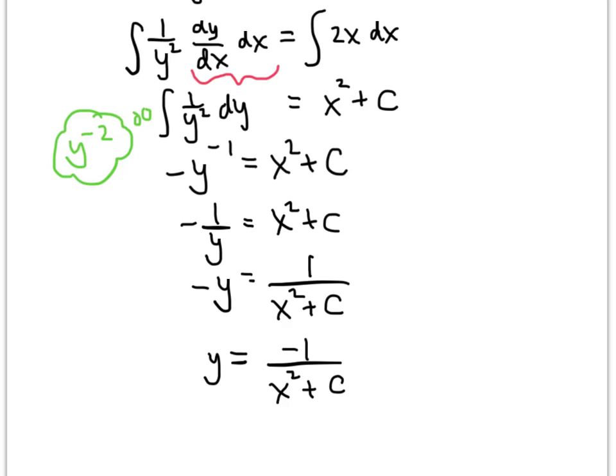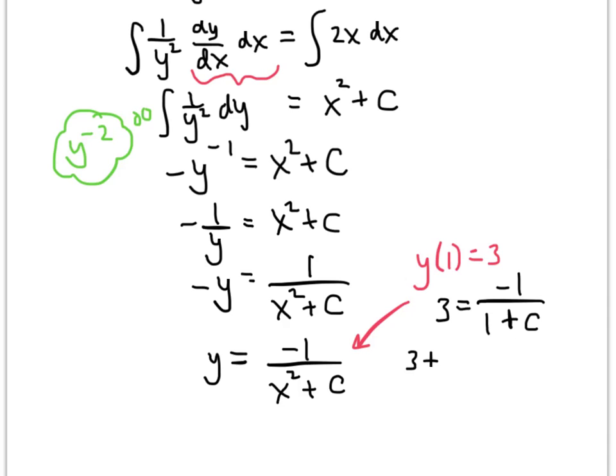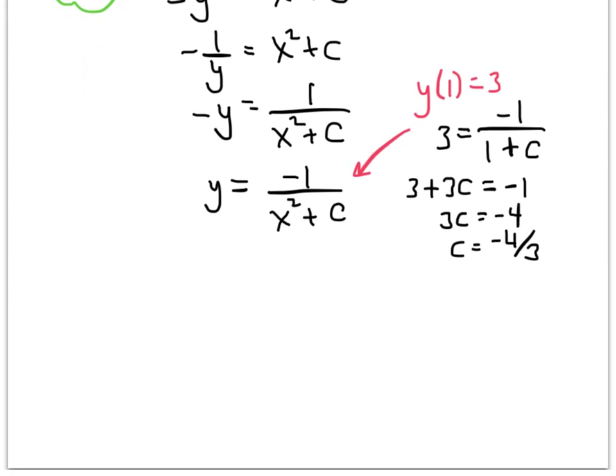But since it is an initial value problem, we've got to go back and plug in y of 1 equals 3. So we substitute 1 in for x and 3 in for y and solve for the c. So we get 3 equals negative 1 over 1 squared, which is 1, plus c. Multiply both sides by 1 plus c, we get 3 plus 3c equals negative 1. 3c equals negative 4, so c equals minus 4/3. So our final answer is y equals negative 1 divided by x squared minus 4/3.